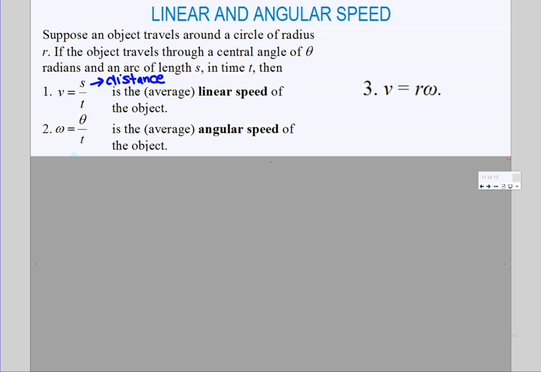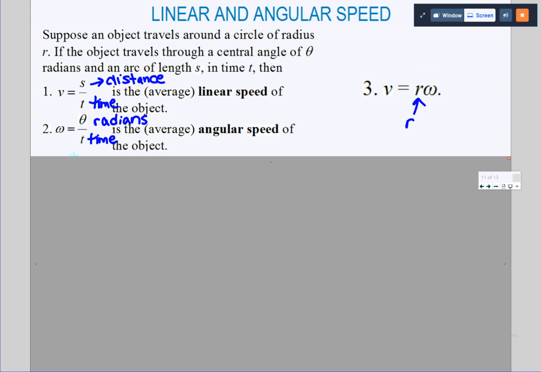S is distance. I'll label some of these for you. T is a time unit. My theta here, again, is a radian. T is time. And then R, of course, is a radius. And V is linear speed, W is angular speed. So that's what all of our variables stand for. Okay, so we're going to do two examples with this.